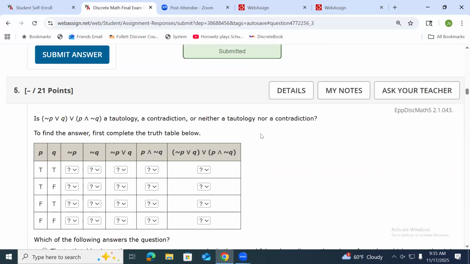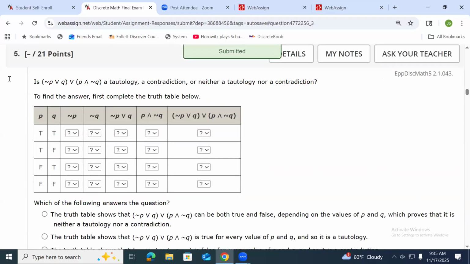Okay, perfect. Now number 5. So is not P or Q or P and not Q a tautology, a contradiction, or neither tautology nor a contradiction? Well, we have to figure it out. So let's fill this out. So I want to have you tell me everything to put. I don't want to fill in any of the answers myself.